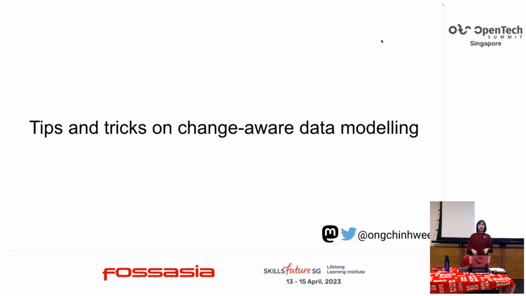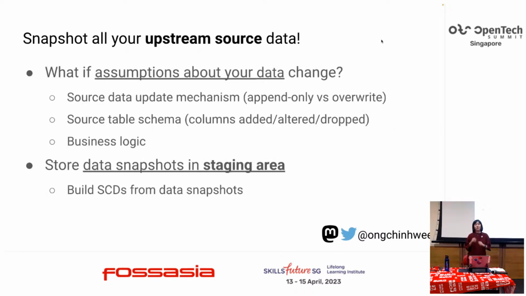So now to round up this talk, I'll share some tips and tricks on ensuring that your data modeling is change aware. So the first tip is to snapshot all your upstream source data. Because you are now in the modern data stack, your compute and storage are scalable. And what if assumptions about your data change? So let's say your backend team tells you that it's append only, but it's an override. So what do you do? If you already use an SCD2, I'm not sure how you're going to rewind your changes. So please save your upstream source data and snapshot them.